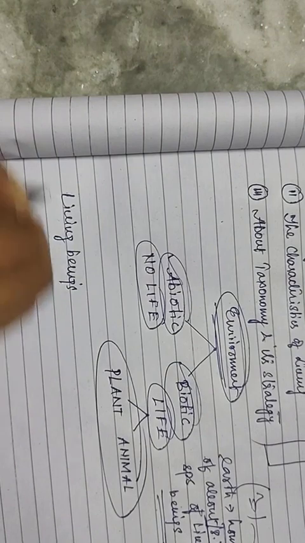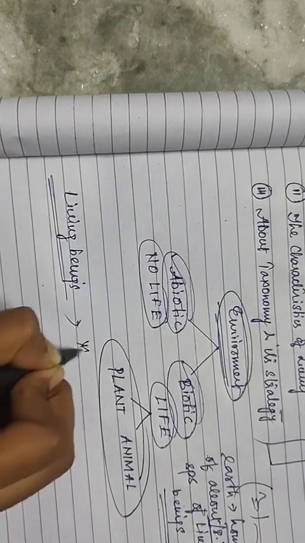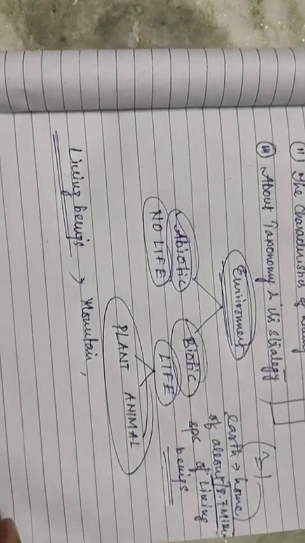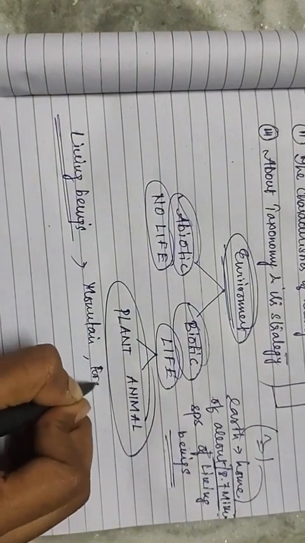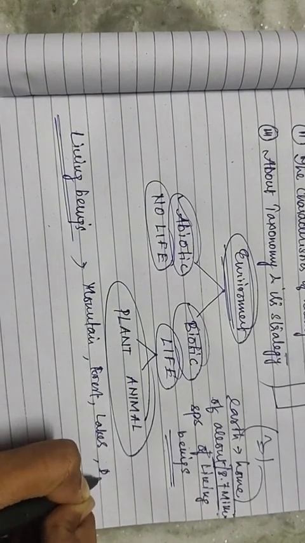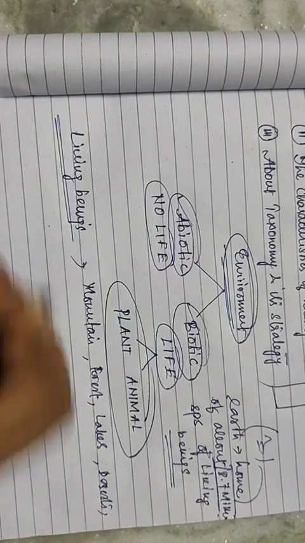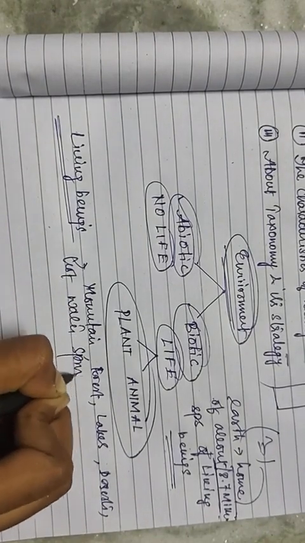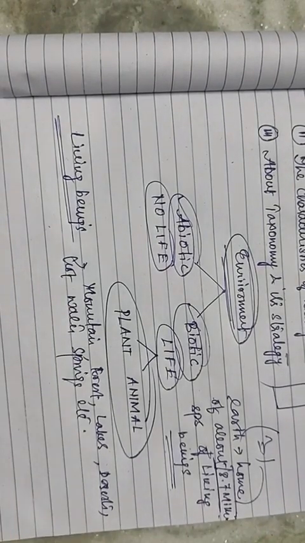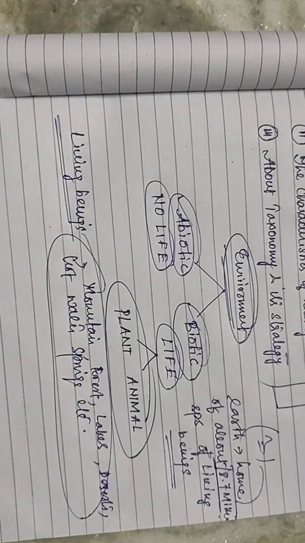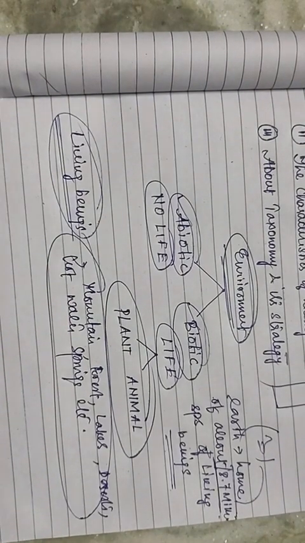All the living beings we find in mountains, forests, lakes, deserts, hot water springs, etc. So all these environments are the habitats for all the living beings.